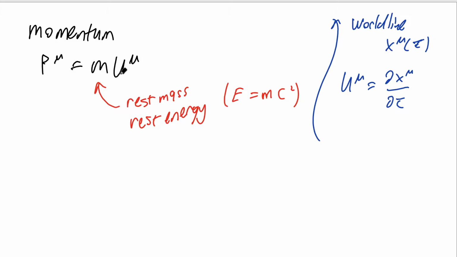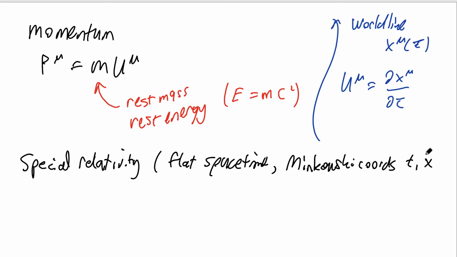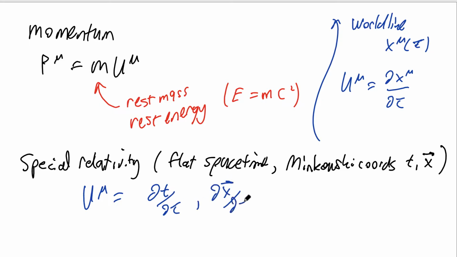Let's remind ourselves what this definition looks like in special relativity. In other words, we'll take the space-time to be flat with Minkowski coordinates. And we'll denote the Minkowski coordinates as t, and just using the non-relativistic notation x vector for x, y, and z. So in this case, the velocity has components partial t with respect to proper time tau and partial x vector with respect to tau.